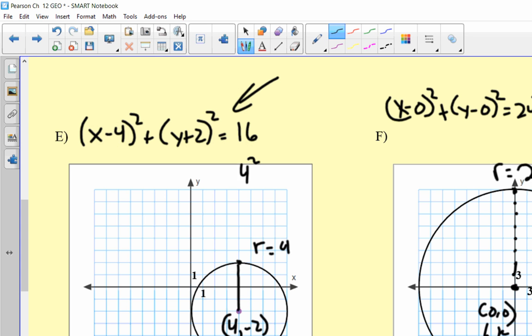Okay. Over here, we got a big, huge number. And also, these ones, when the center of the circle is 0, sometimes it really throws kids off. So I wrote it all the way out on this one. X minus 0 is really x, so it's x squared. Y minus 0 is really y, so it's y squared. Okay. And 24 squared, I believe, is 576.